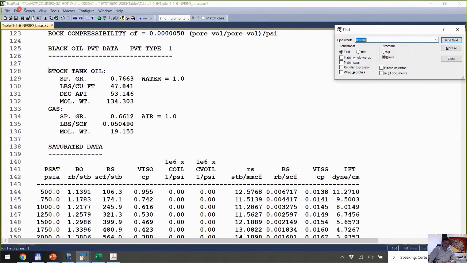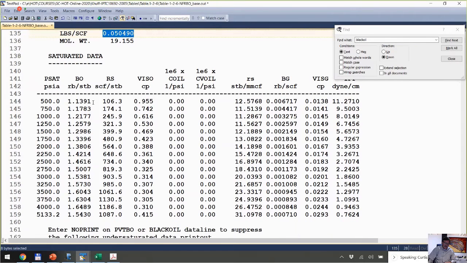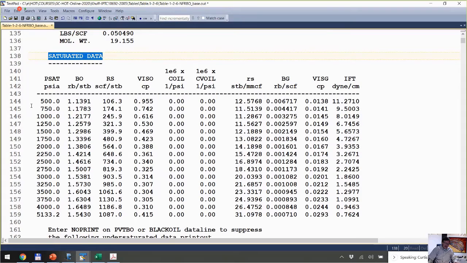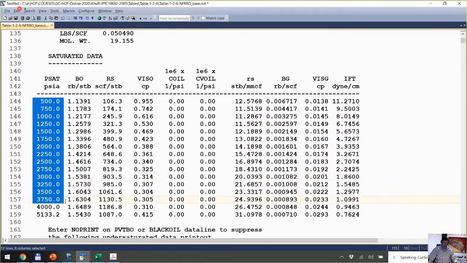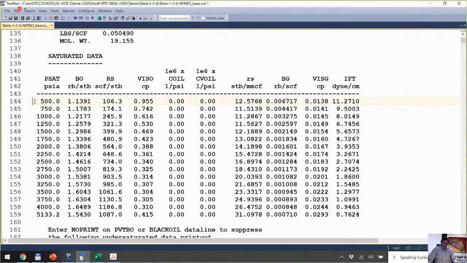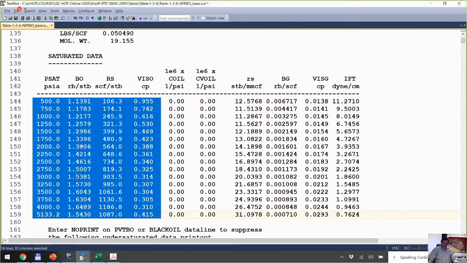Here you've got the surface density I was talking about. That's this surface oil density. Here's the surface gas density. They have to be given. Here's the saturated data, the saturated table, very clearly marked. And in the saturated table, you'll have pressures, which are the saturation pressures. So for the oil properties, those saturation pressures are bubble points, right? So this pressure column are bubble points corresponding to the BOB, RSB, and viscosity B.